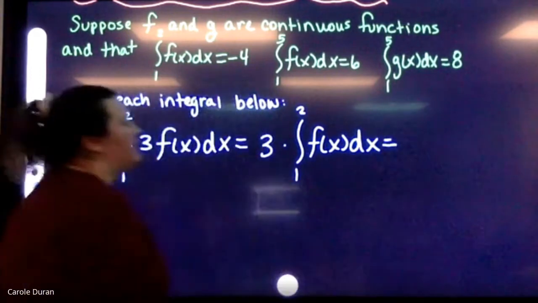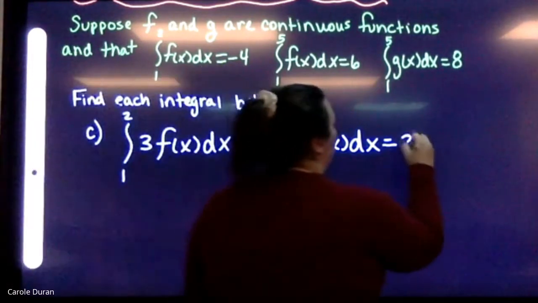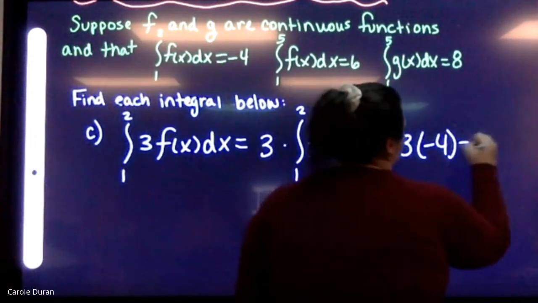Do I know what the integral from 1 to 2 of f of x dx is equal to? Negative 4. Yep, it says right here. Negative 4, so it'll be 3 times negative 4, which is negative 12.